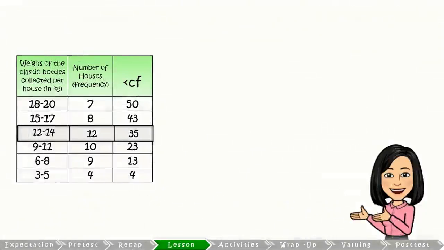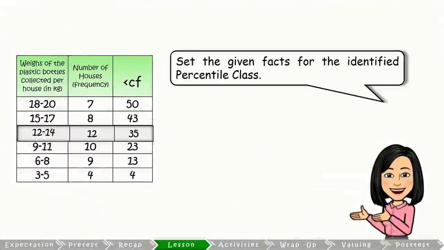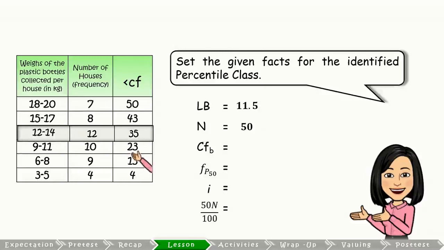Let us proceed to step 3. Set the given facts for the identified percentile class. For the lower boundary, 12 minus 0.5 is equal to 11.5. N is 50. Cumulative frequency before the P sub 50 class is 23. The frequency of P sub 50 is 12. The size of class interval is 3. And the position of P sub 50 is 25.